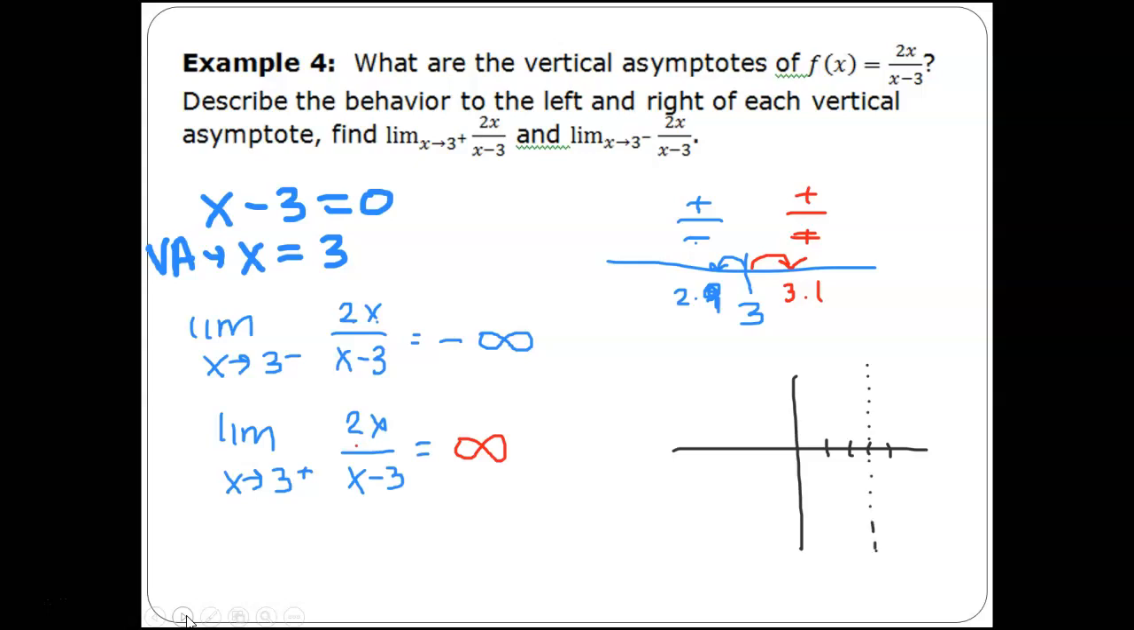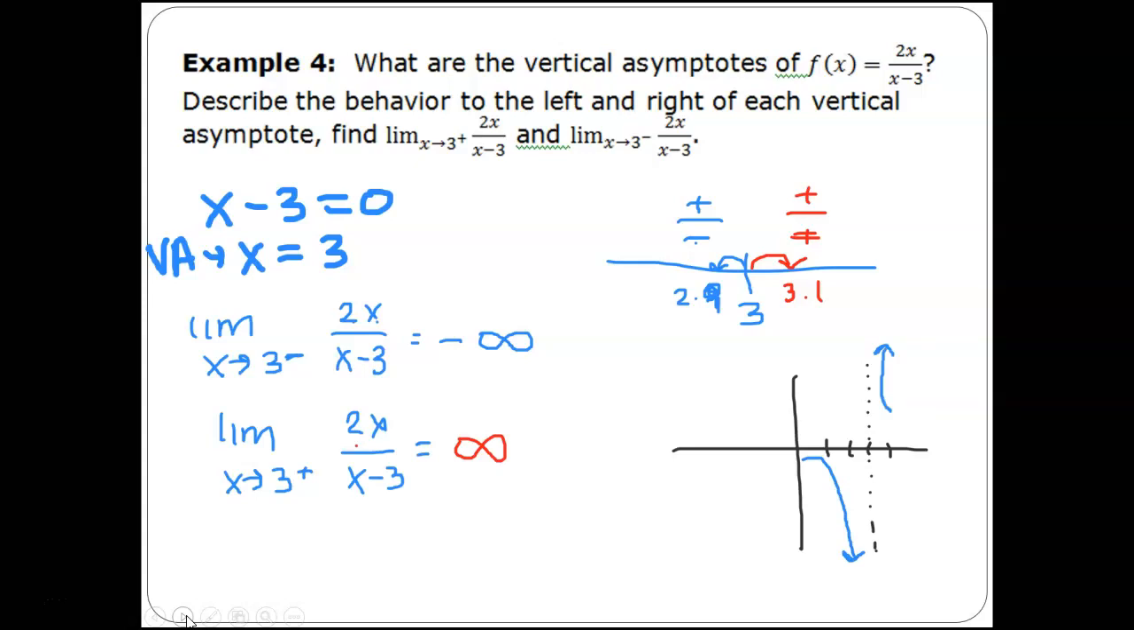So you know there's a vertical asymptote, so you knew how to draw that line that's dashed. What you struggled with was whether those lines were going up or down. Well, now I know that to the left, my line is going down, and to the right, my line is going up.